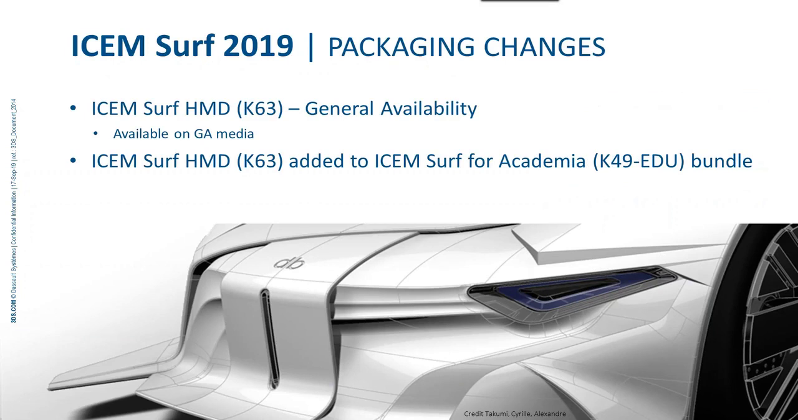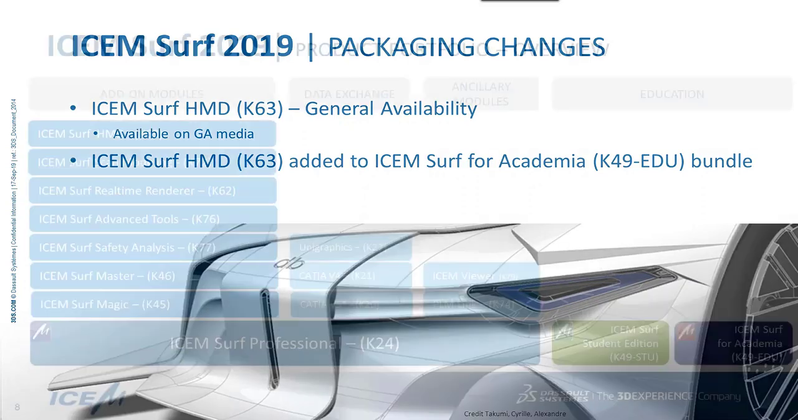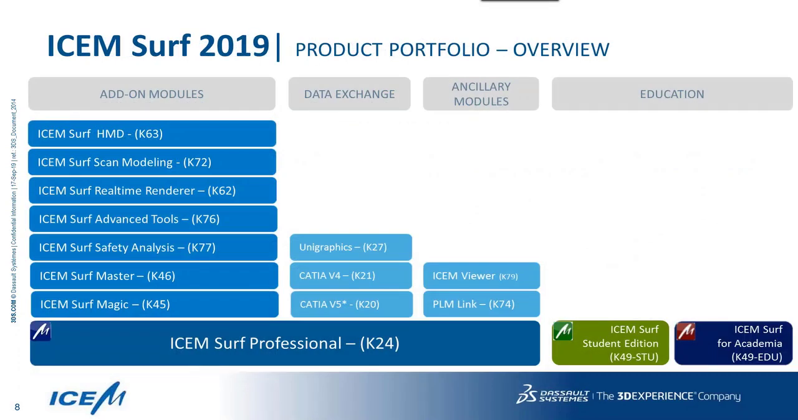So the big change for packaging is that ICEM Surf HMD is no longer controlled availability. It is now general availability. That basically means it's supplied on the GA media that everybody gets, and it's also included in ICEM Surf Academia. So these are the different modules of ICEM Surf. No big changes here, but you can see that ICEM Surf HMD is GA, which stands for general availability.